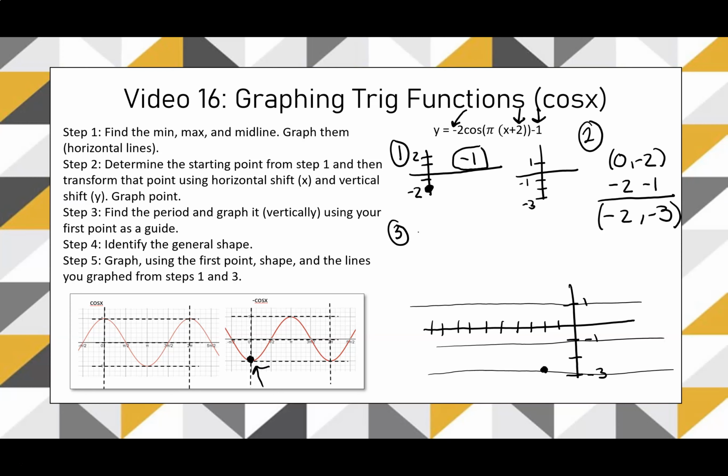All right, let's go ahead and find the period. That's going to be 2π, in this case, over π, which gives me 2. So I can just go ahead and do this. I'm getting really crazy there. All right, and number 4, that's the general shape. We know that's going to start like that.